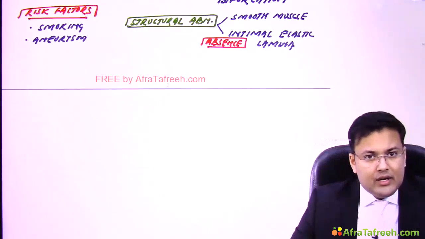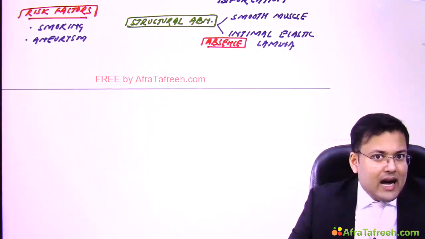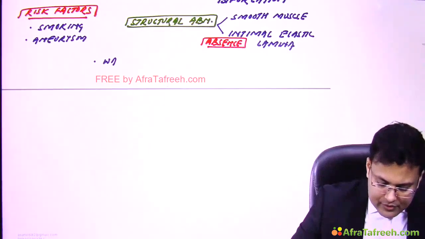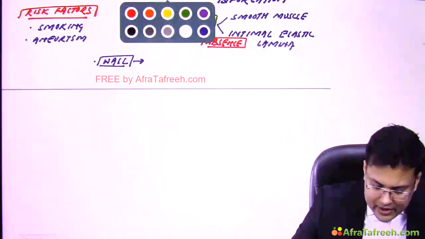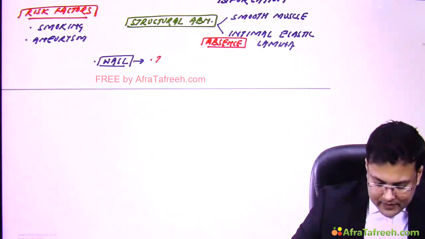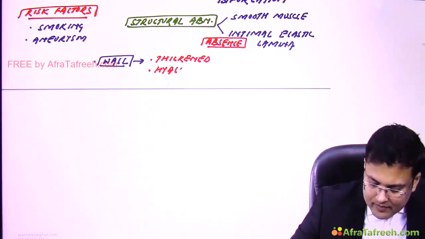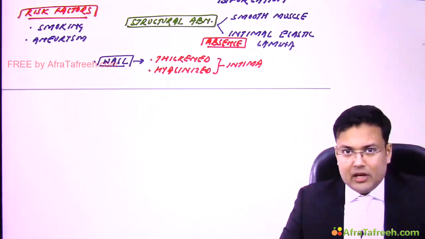Second important point, the wall of aneurysm is made of thickened hyalinized intima. So here, what's the problem? If you see, the wall of aneurysm is made of thickened hyalinized intima. Clear? So these are the important questions which are asked in pathology.